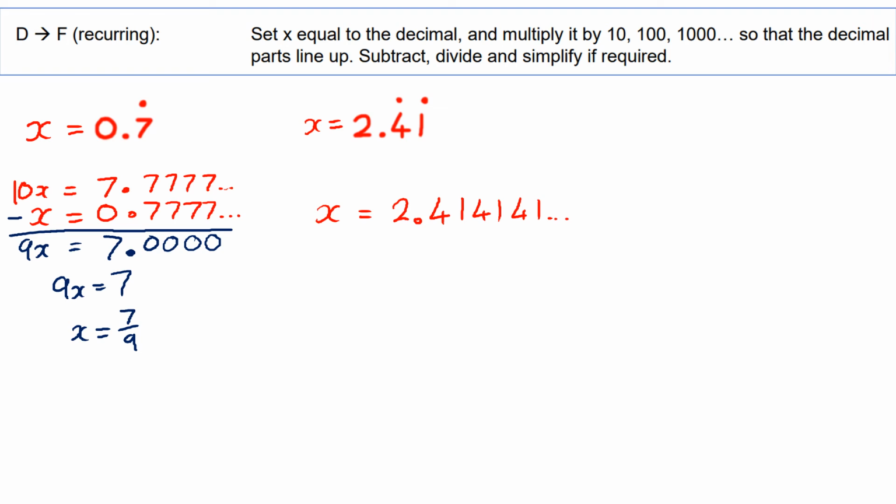What would I multiply this by? So if I multiply it by 10, what's the problem here? Well, I end up with 24.141414, and that isn't good because nothing cancels out. I can't do 4 minus 1, I can't do 1 minus 4, I have to write down another infinite decimal.